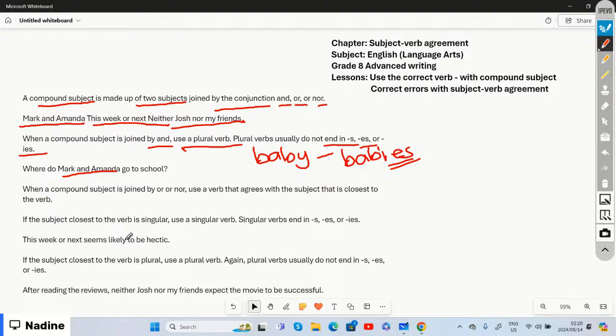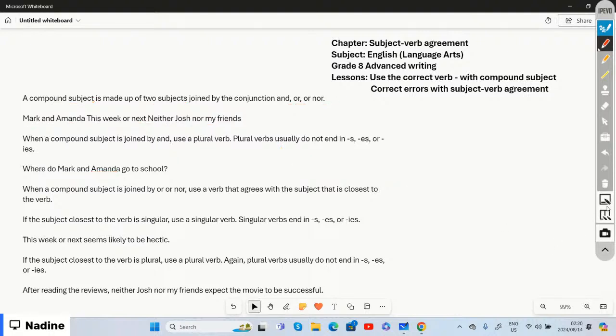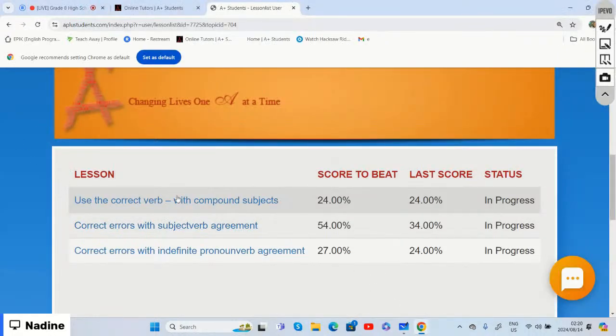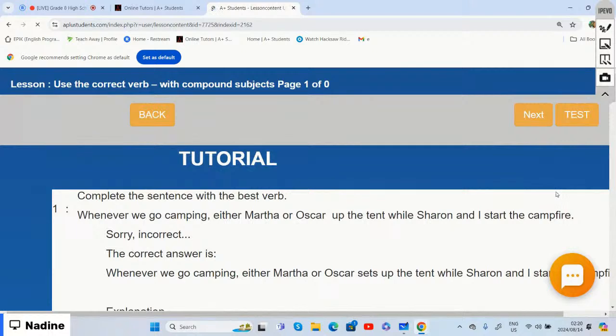All right, so now let's go to aplusstudents.ca, and that is where we are going to continue with our subject-verb agreement. And we're going to use the correct verb with the compound subject.